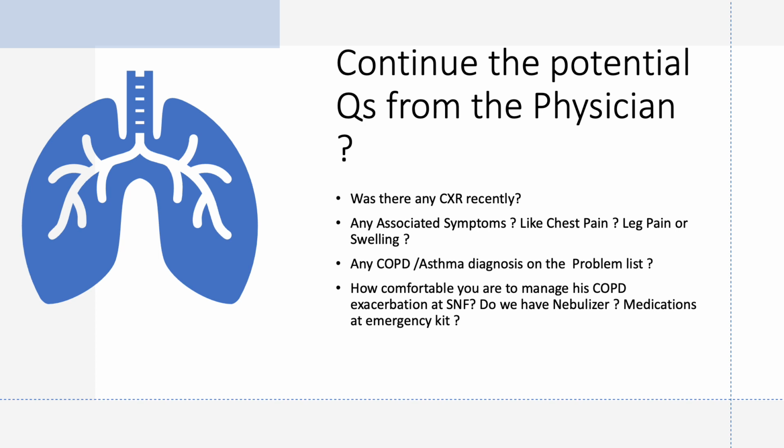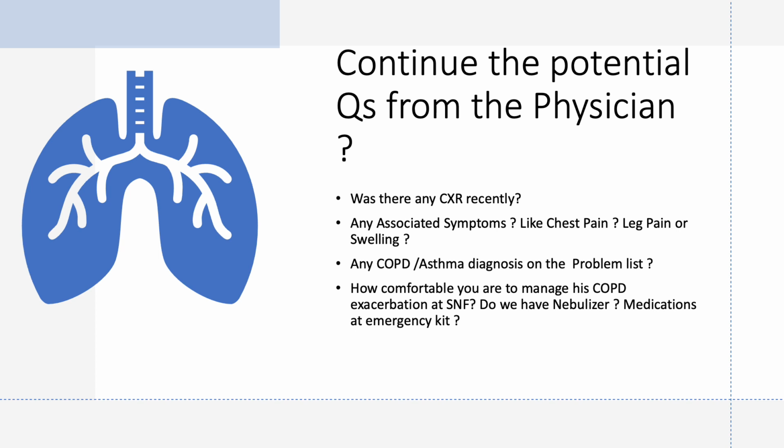Probably a blood clot was in the leg, moving up. Any symptoms, and any COPD or asthma diagnosis in the chart. That's important. That's part of the problem list that is important to understand. And how comfortable are you as a nurse managing this patient with COPD in a skilled nursing home?